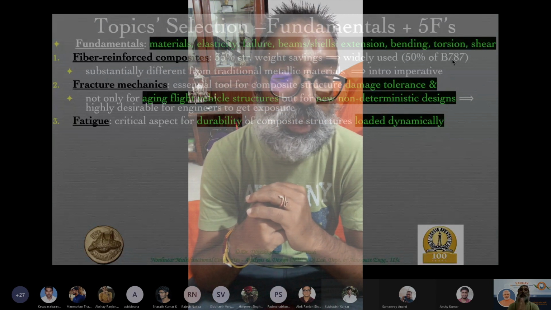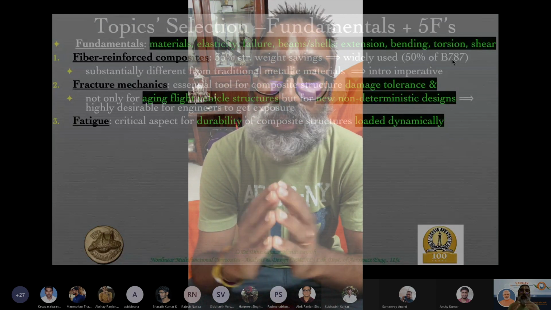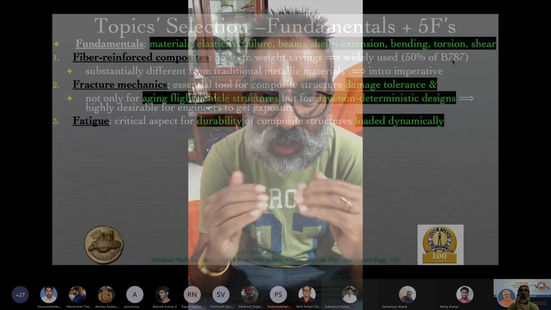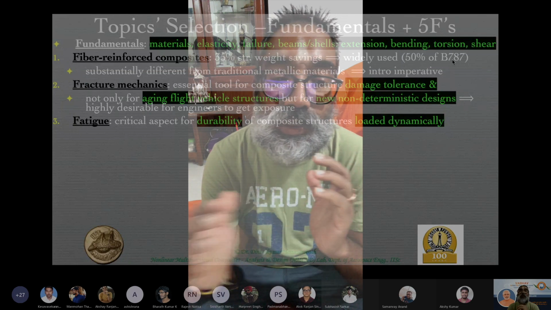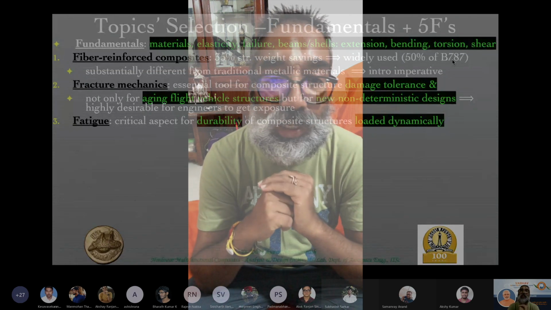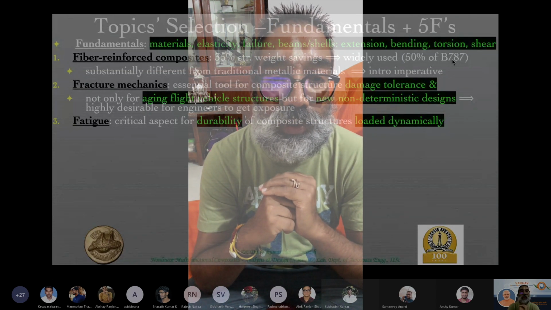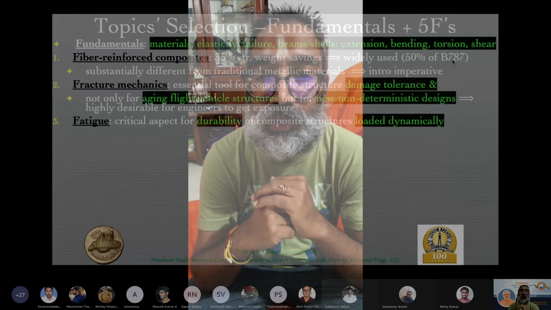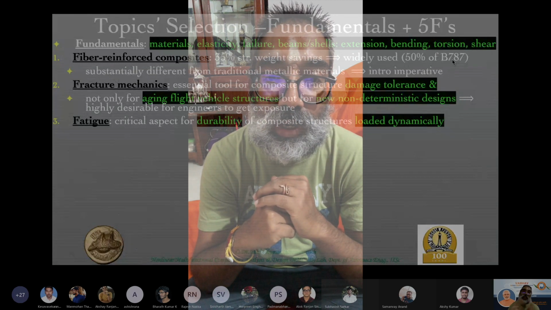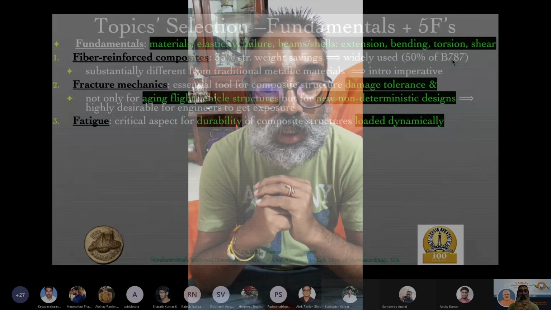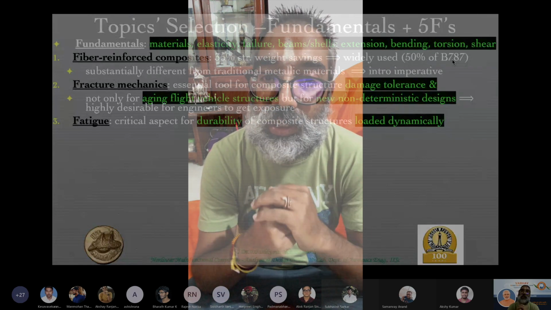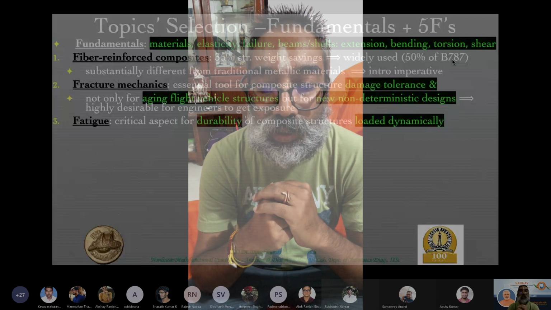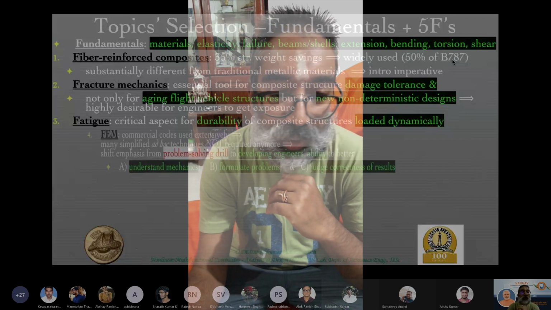So this fatigue becomes a critical aspect for durability, because if you have a static load, you know there's a certain level of strength. That strength goes on reducing as the number of cycles of loading increase, in what is known as a typical SN curve that we will take a brief look at much later in the course. So the critical aspect for durability of composite structures is fatigue, understanding of it, because they are loaded dynamically.